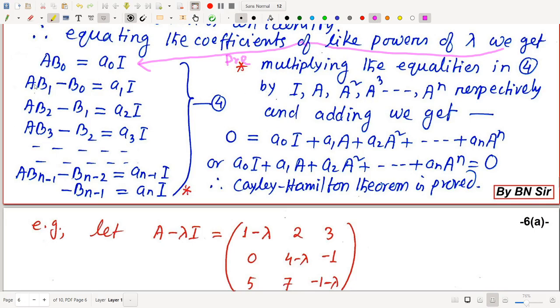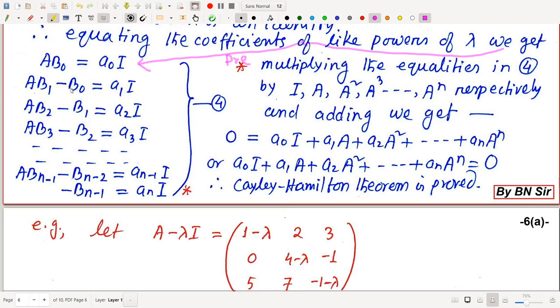I into A will be A. And I into I, here actually A naught is a scalar, no problem. A naught into I into I, so we shall get A B naught equal to A naught I. Same. But if I multiply the second one by A, it will be A square B1 minus A B naught plus A1 A, because I into A is A.